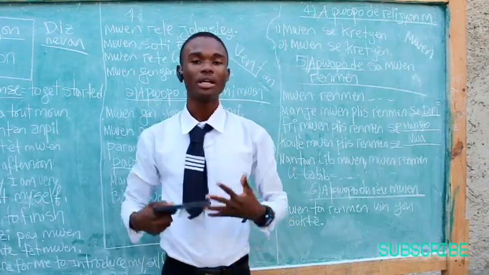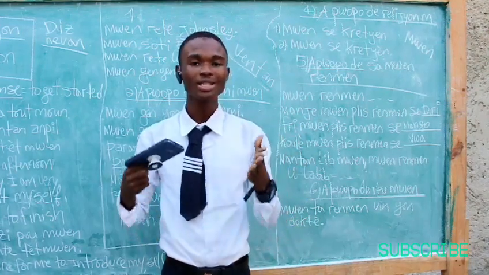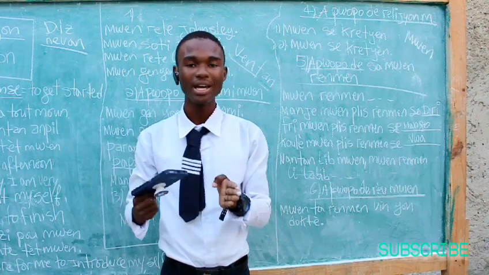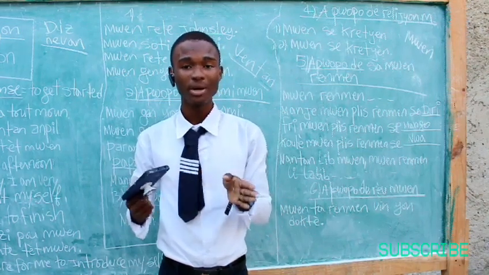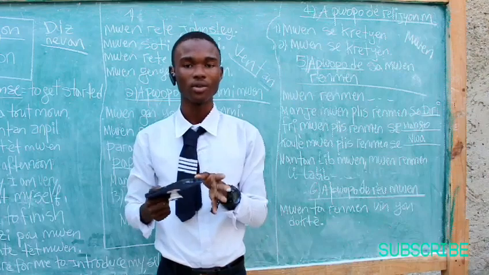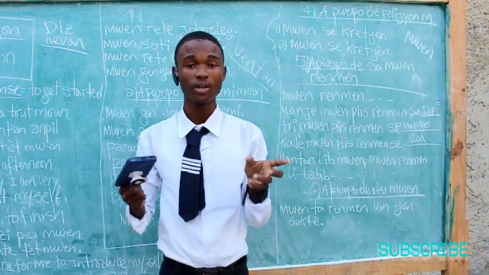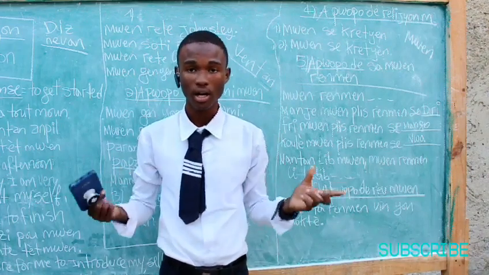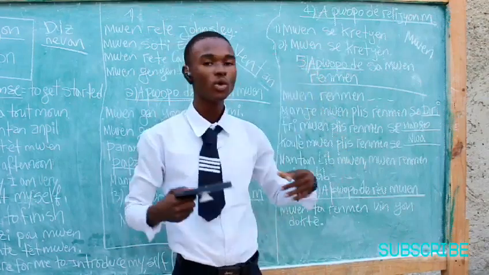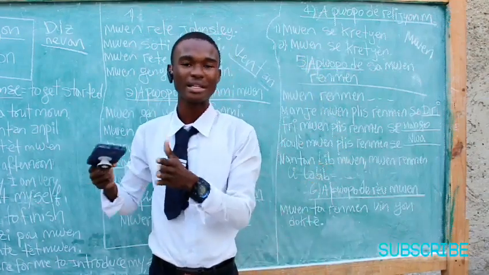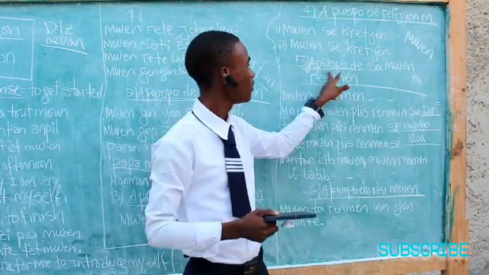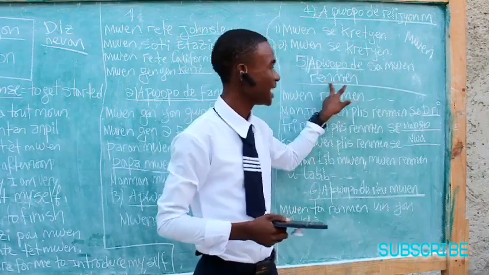May you repeat after me? À propos de ça, moi remé. And voice saying remé, it's not remé. I just have to hear the R. I know it's very difficult sometimes to pronounce the R, but you can try. À propos de ça, moi, not remé, but remé. Okay? À propos de ça, moi remé.